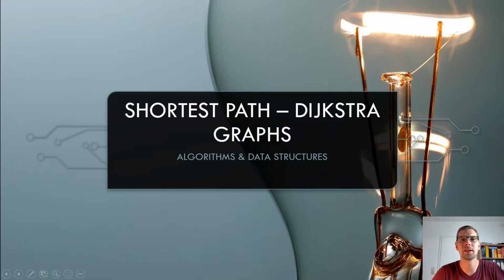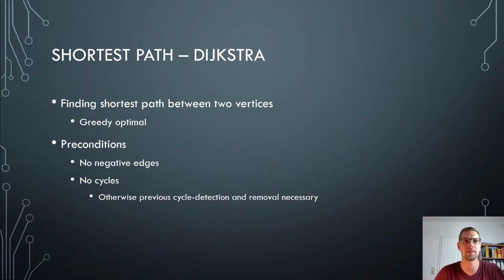Today we are talking about shortest path in graphs, and that is the Dijkstra algorithm in this case. What we want to do is find the shortest path between two vertices. And there the Dijkstra algorithm comes in, and that is a greedy optimum.